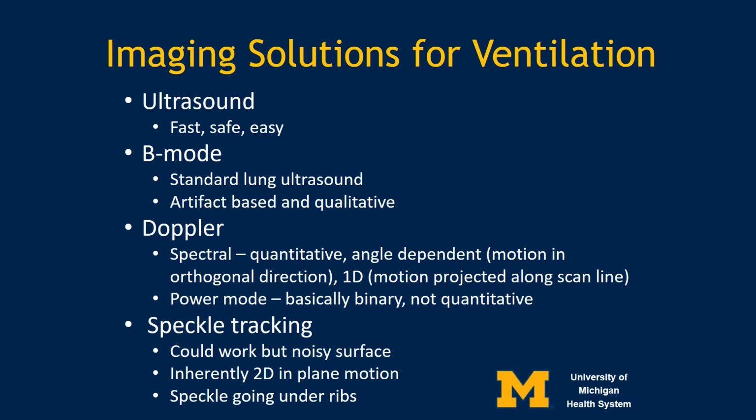A final option is speckle tracking. Speckle tracking is used for motion evaluation. However, it is difficult to do in the lung. The lung surface is noisy, and the motion that would be evaluated is inherently 2D within the plane of the ultrasound. However, the motion of the lung surface could be 3D or across the beam as well. And finally, if the speckle that you're tracking goes under the ribs, you can no longer track that speckle and therefore can't make the measurement.